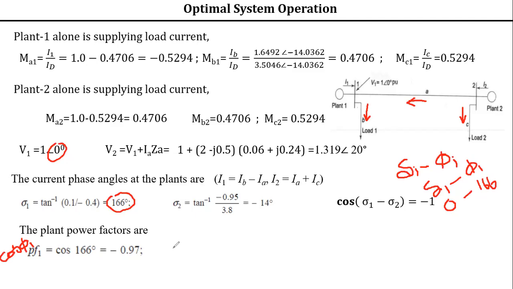Can anyone tell cos phi 2? What is the value of cos phi 2 from this explanation? Cos phi 2 using this relation. This is the resultant angle we are getting, so cos of this resultant angle will be your power factor. I am getting the answer. Sushumna says 0.9. Okay, she has given some answer. Abhishek has given one as well.